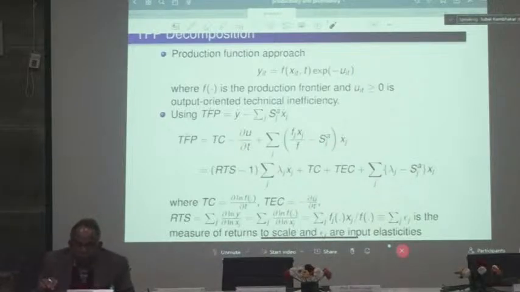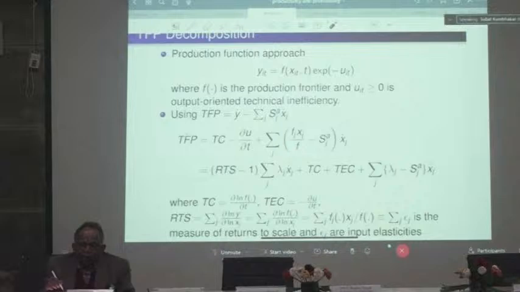And then again, u is inefficiency. So this is output-oriented inefficiency. Now again we are using the definition of TFP dot, which is y dot minus this. I just told you that that's the standard definition used in the literature. So we'll be using this one to find the TFP dot.